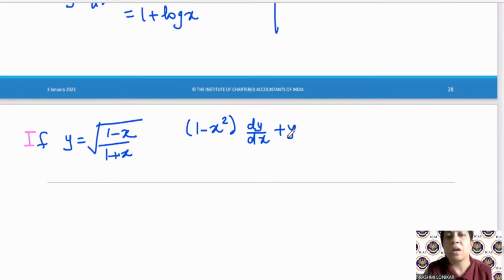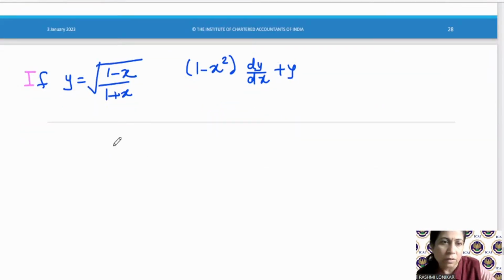Here also there are two ways of doing it. Either you square it and solve it, then y square is equal to (1 minus x) upon (1 plus x). You can do that. Or you can take logs. I will show you both the methods. Take whichever method you find is easy. Now first I am taking logs.